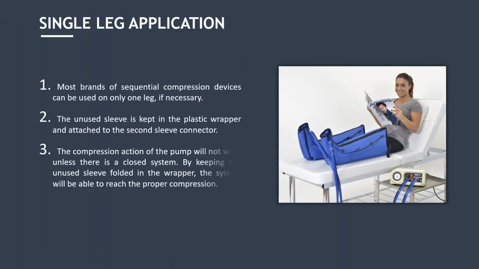Single leg application. Most brands of sequential compression devices can be used on only one leg if necessary. The unused sleeve is kept in the plastic wrapper and attached to the second sleeve connector. The compression action of the pump will not work unless there is a closed system. By keeping the unused sleeve folded in the wrapper, the system will be able to reach the proper compression.